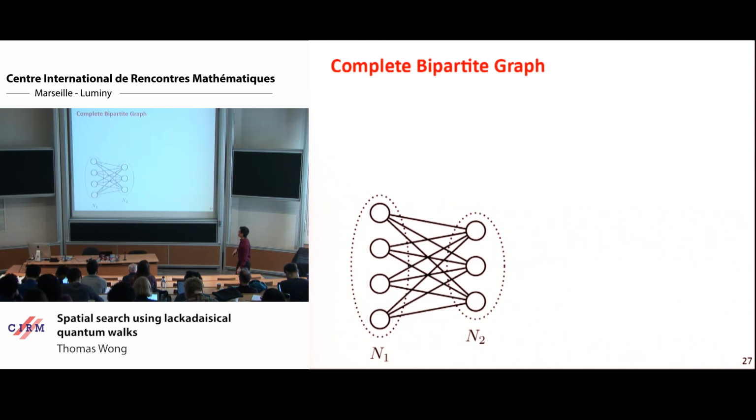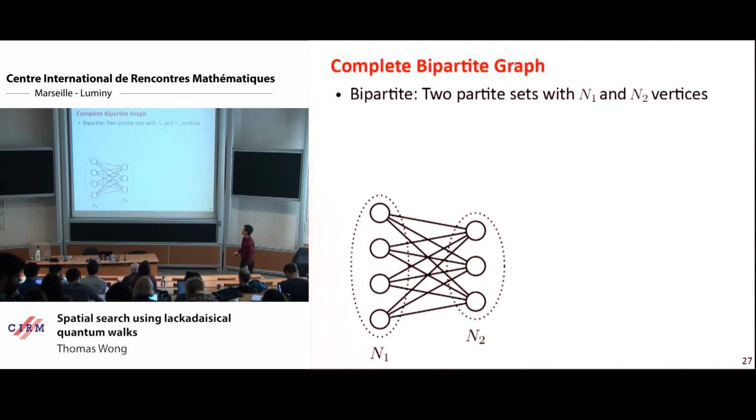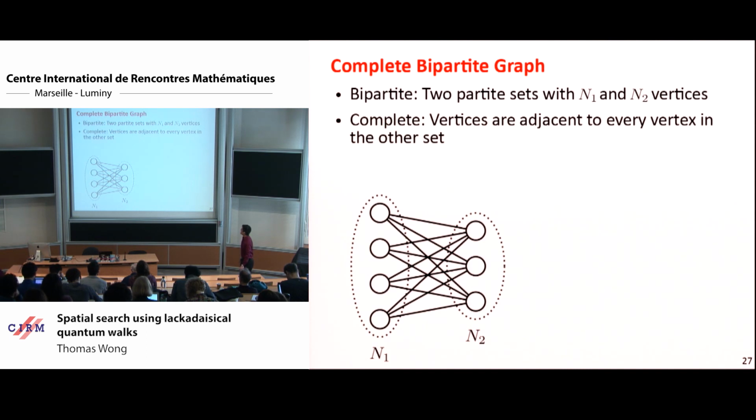So again, a bipartite graph looks like that. A complete bipartite graph means you have all the edges between them. Say there's N1 vertices on the left, N2 vertices on the right. So you have two partite sets, N1 and N2 vertices. And every vertex in one set is adjacent to all the vertices in the other, because it's complete.